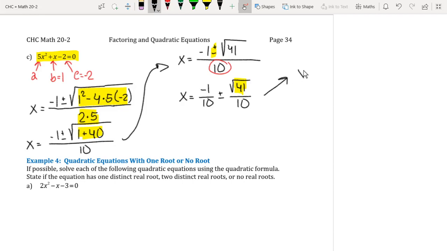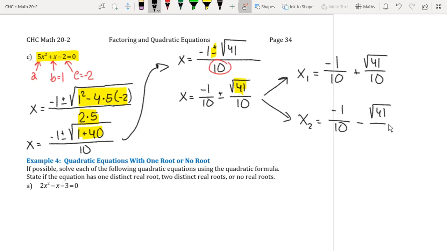So in exact form, root number 1 would be -1 over 10 plus square root of 41 over 10. So we are not taking the square root of 41, because the minute we do that, it's not going to be exact anymore, because it's an irrational number. So that would be one way of expressing the first root in exact form. For root 2, we're just subtracting: -1 over 10 minus square root of 41 over 10.